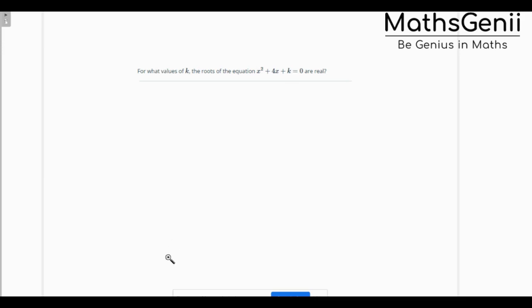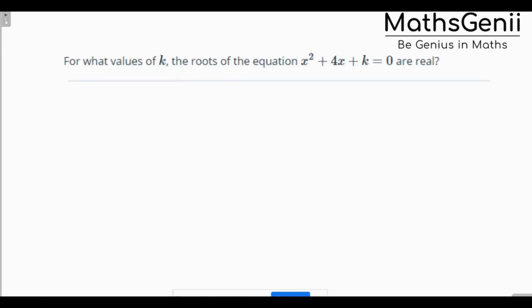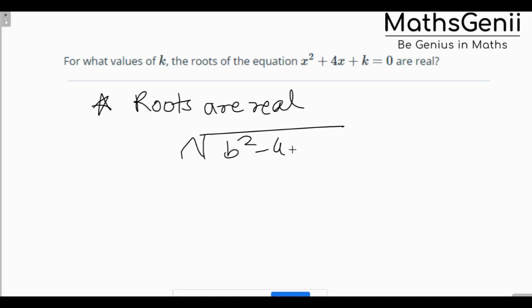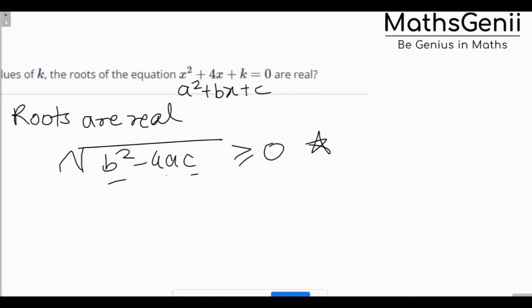Students, do you know what is the meaning of roots are real? When roots are real is mentioned in the question, what do you think should come? Roots are real. That means square root of b square minus 4ac greater than or equal to 0 is the condition. Okay. Now from where will I get b, a and c? Compare with ax square plus bx plus c. Compare the question with the standard form.